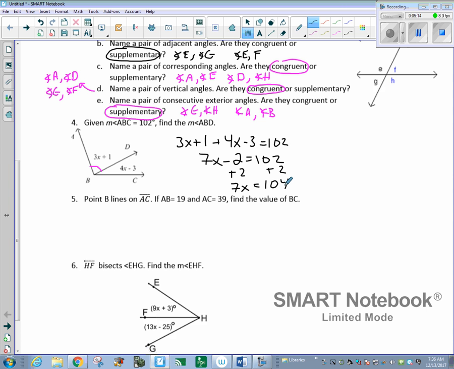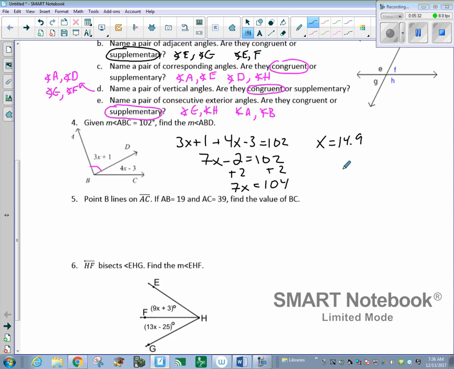104 divided by 7, it doesn't come out even. 104 divided by, make sure I get my numbers right, yep. 104 divided by 7 is about 14.9.